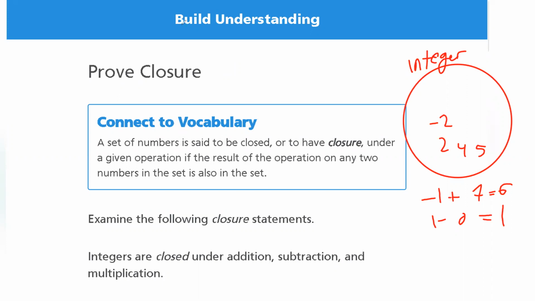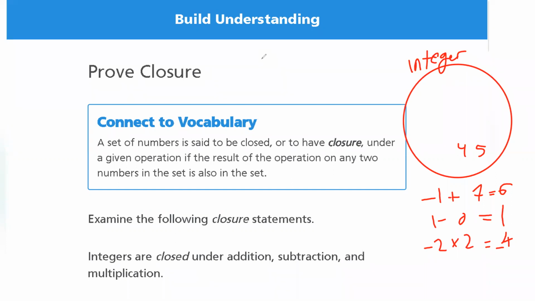Now, let's talk about multiplication. -2 times 2. Now, -2 multiplied by 2 is -4. Is it in the set of integers? Yes. So I can say now integers are closed under multiplication.